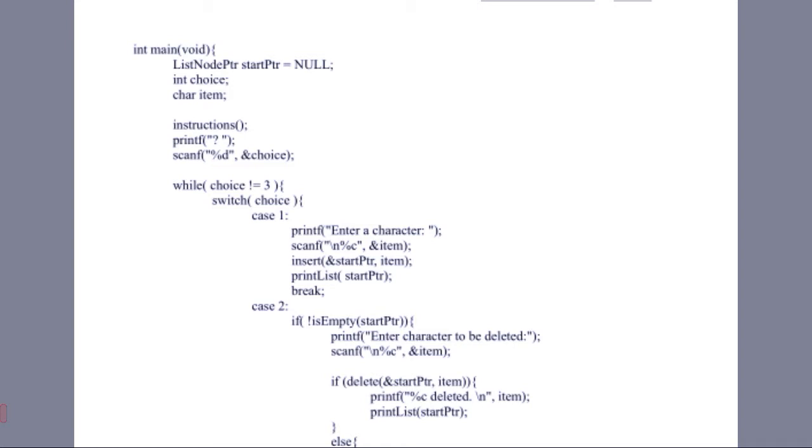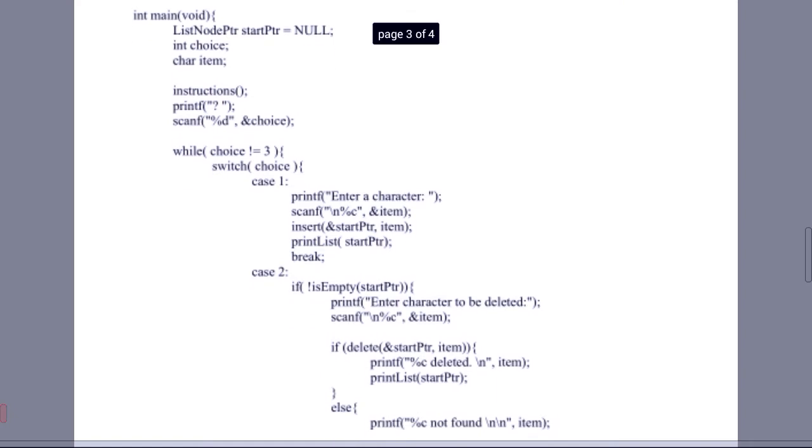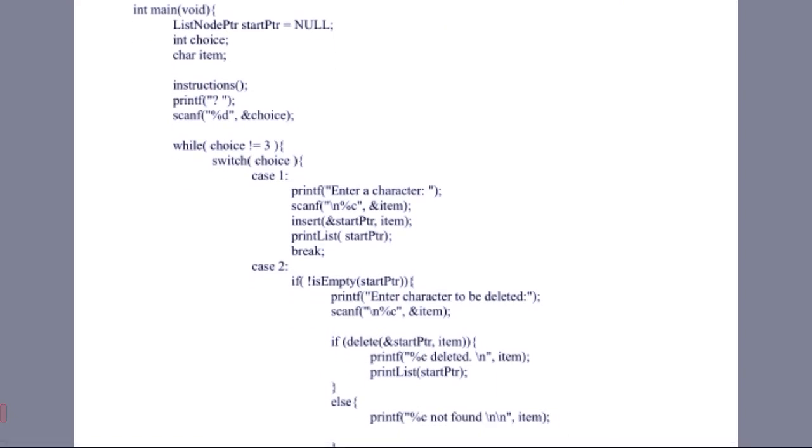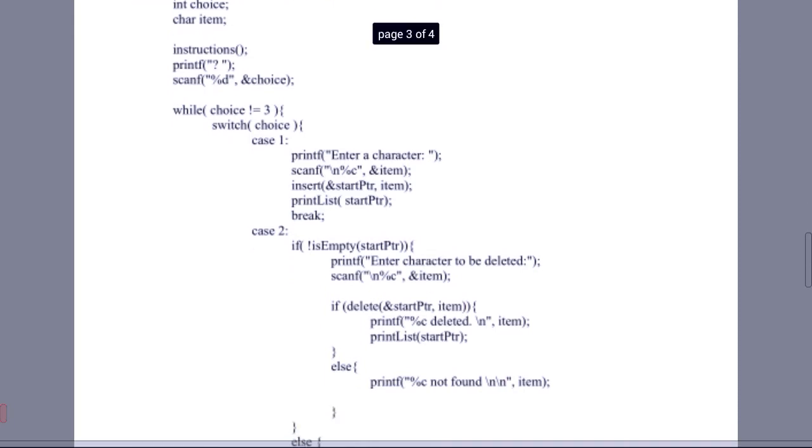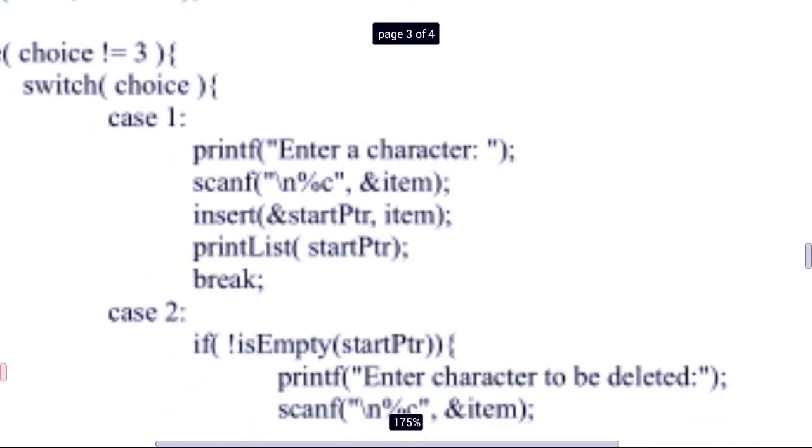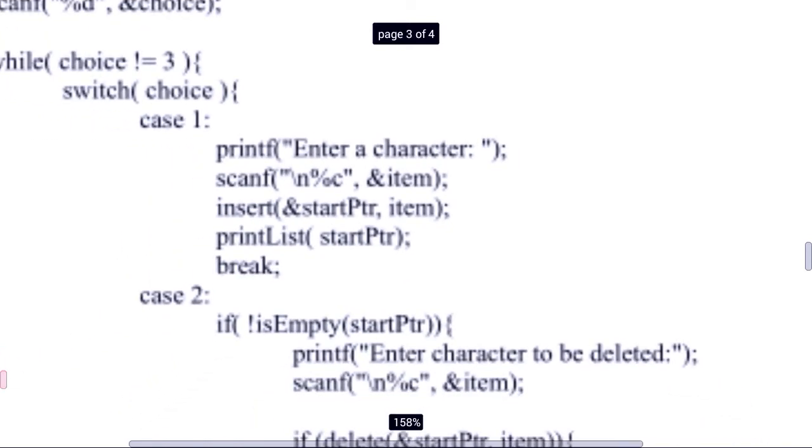What we do is we give them some instructions here, as you can see, and we then ask them for a choice, and the choice goes in the scanf into choice. What we then do is we look at the choice, and if it's the first case, case number 1 here, we'll just look at that a little larger. We can see that we're asked to enter a character, so that's the letter that we're going to put in, and we're then going to put that into item.